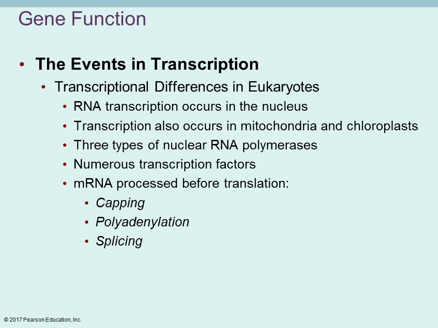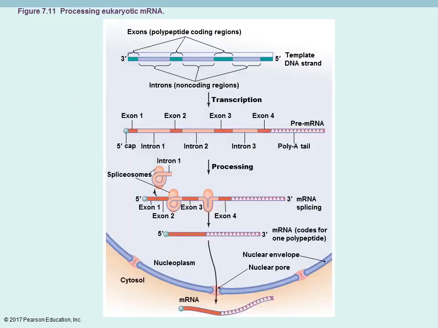In eukaryotic cells, there are some differences. Number one, RNA transcription is going to occur in the nucleus because that's where the DNA is. And there are some additional things that also have to occur. You will still have the initiation, the elongation, and termination, but there are additional steps that have to occur before you end up with that mature RNA strand, before translation can occur. The additional steps are capping, polyadenylation, and splicing.